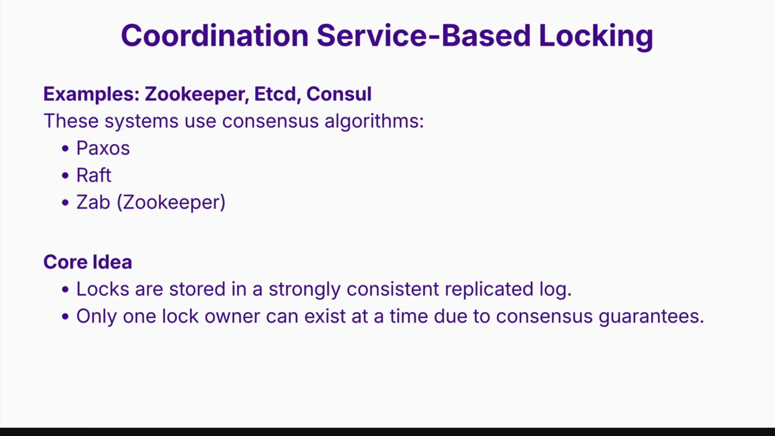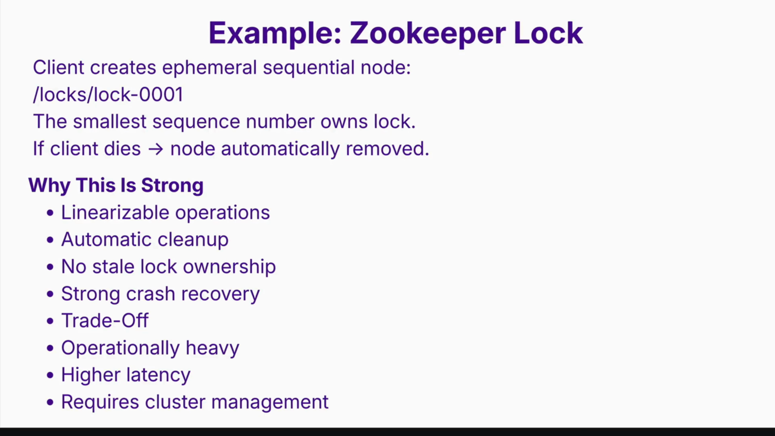In this case, there are sequential nodes. Each client creates a sequential node. The smallest number owns the lock. When it disappears, the next one gets it. So there is an automatic lock elimination because the node is removed. So this is deterministic and safe. So there is an automatic cleanup. There won't be a stale lock ownership, because if the client dies, then the node is automatically removed.